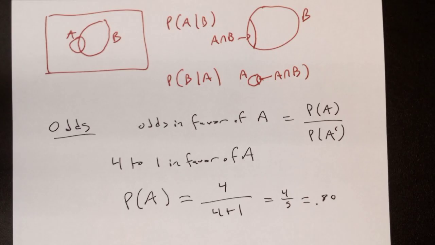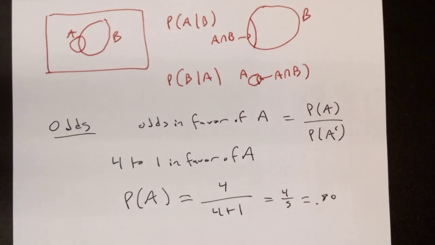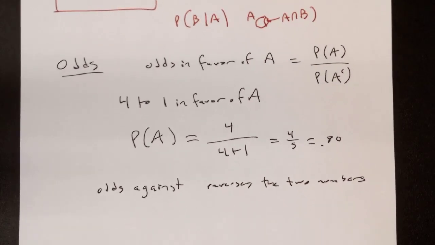By the way, these are odds in favor. So the chance of A happening is the first number. If you write odds against, then the chance of A complement is the first number. So if I want to say the odds in favor of something are 4 to 1, the odds against that something are 1 to 4. Just switch the order of the numbers.